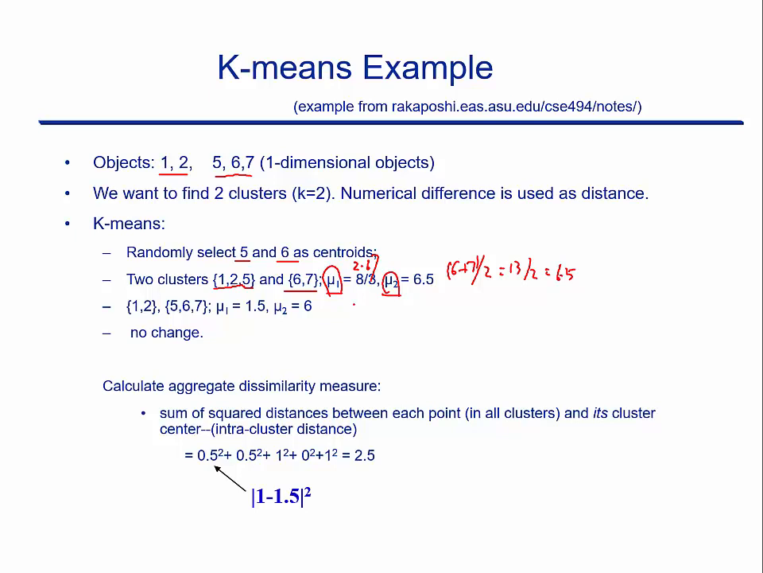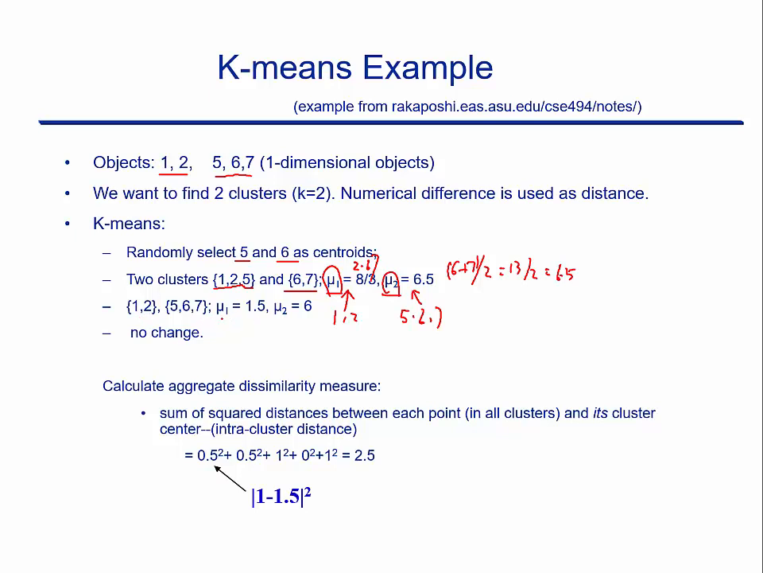Now at the next iteration, we will reassign the 5 objects 1, 2, 5, 6, 7 to the nearest centroids. So we can see that 1 and 2 are closer to the first centroid, and 5, 6, 7 are closer to the second centroid. So this is our new clustering of these data objects.